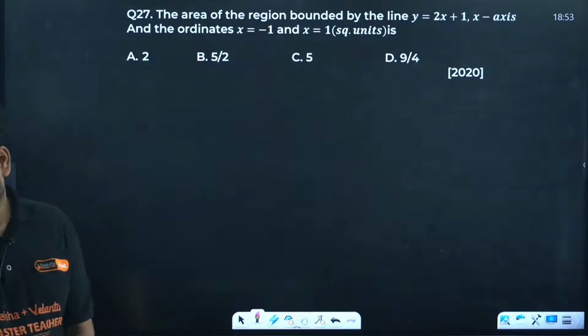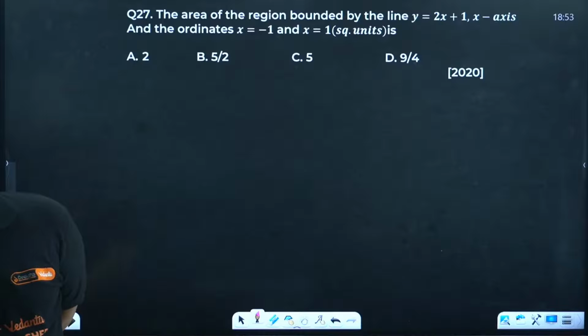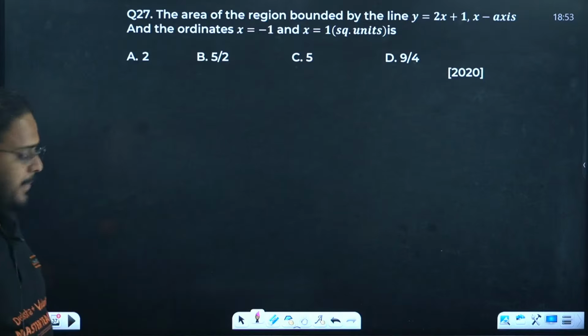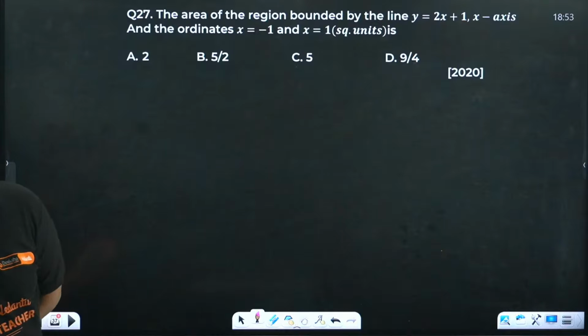Question 27. Correct, Dikshita, correct, Charan. A is not the right answer, Charan. B is the right answer. 26th one. Charan, please check. Yeah, correct.